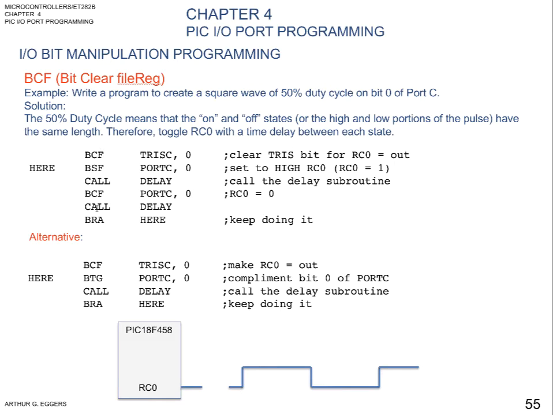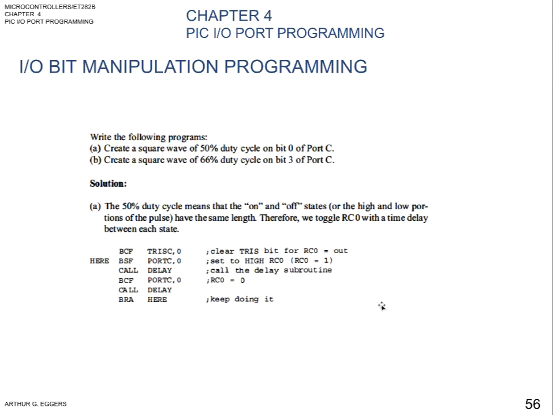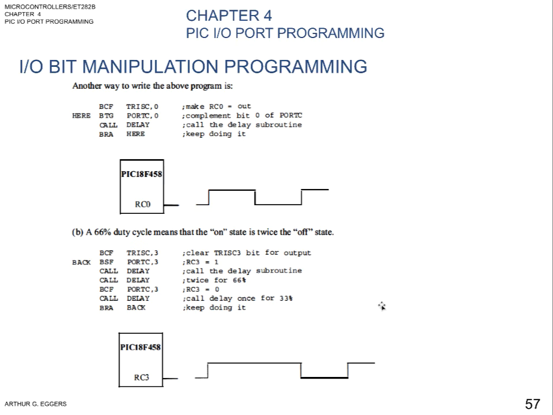So again, take this code, put it into MPLAB, and test it and see what it does. You can see down here they've streamlined it by reducing some of the instructions, but you end up with what would be the same duty cycle. Okay, same example. This one they're asking you to create a square wave, 50% and 66%. Another way of doing the same program, and then the example on the bottom is at 66%.